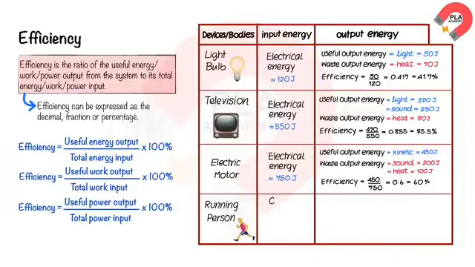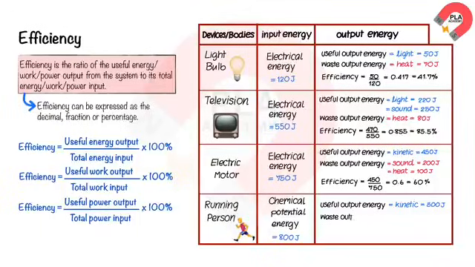Running person. The chemical potential energy input is 800 joules. The useful output energy is 500 joules for kinetic energy. The waste output energy is 300 joules for thermal energy. Therefore, the efficiency is 500 divided by 800, which is equal to 0.625, or 62.5%.